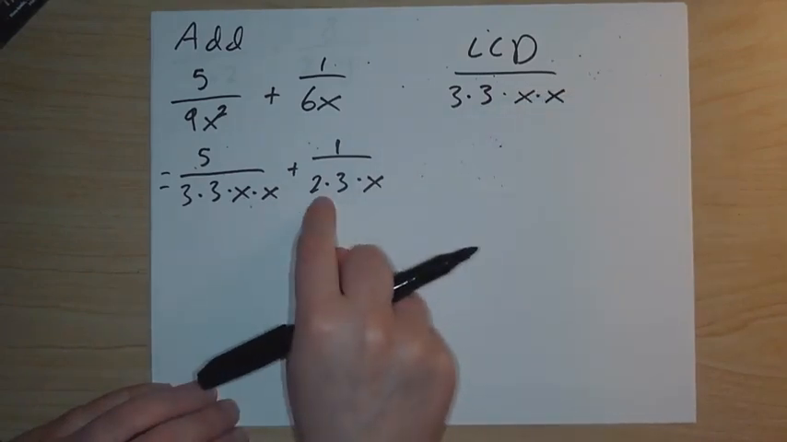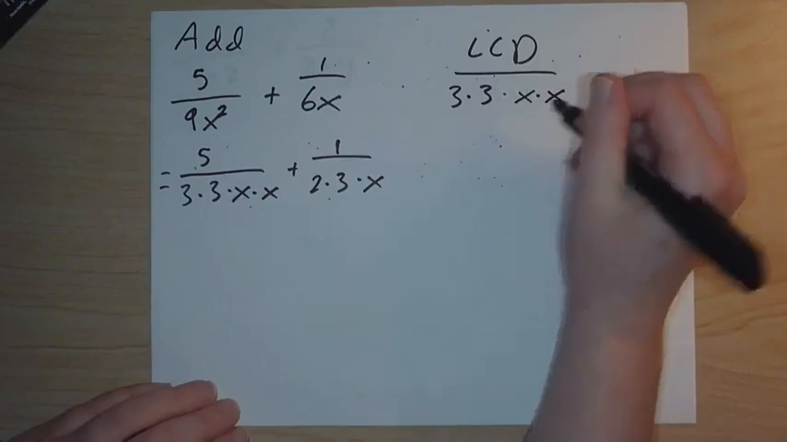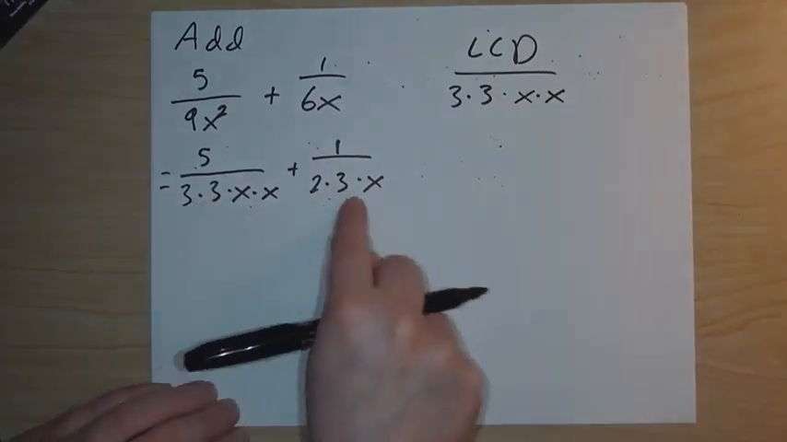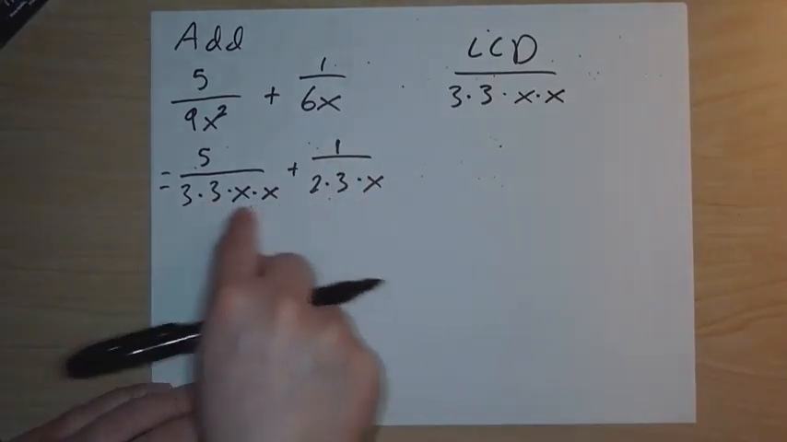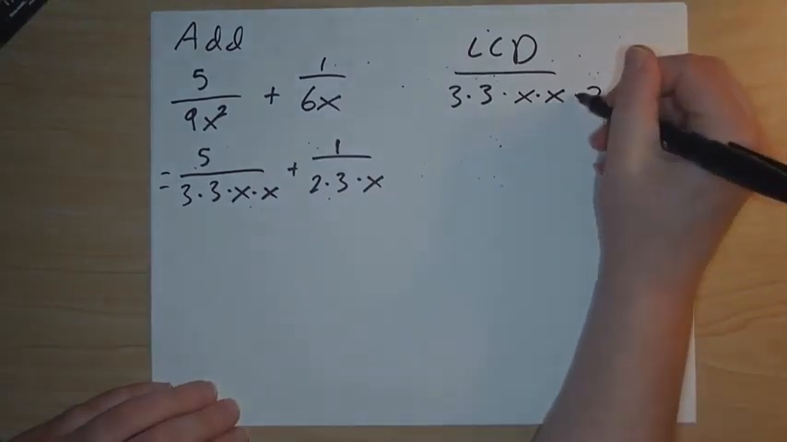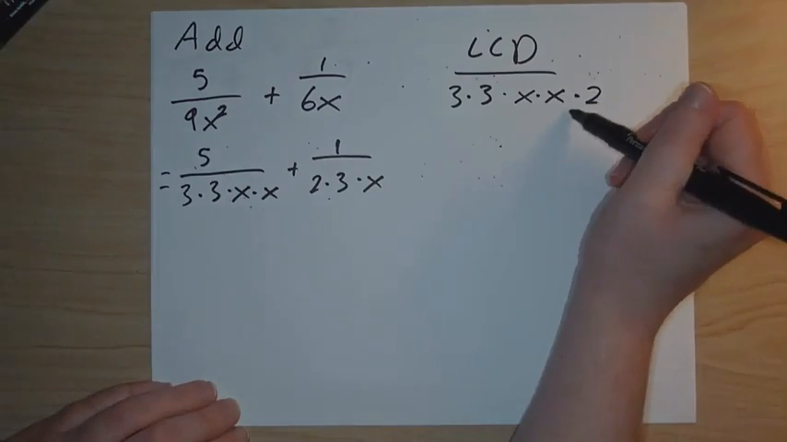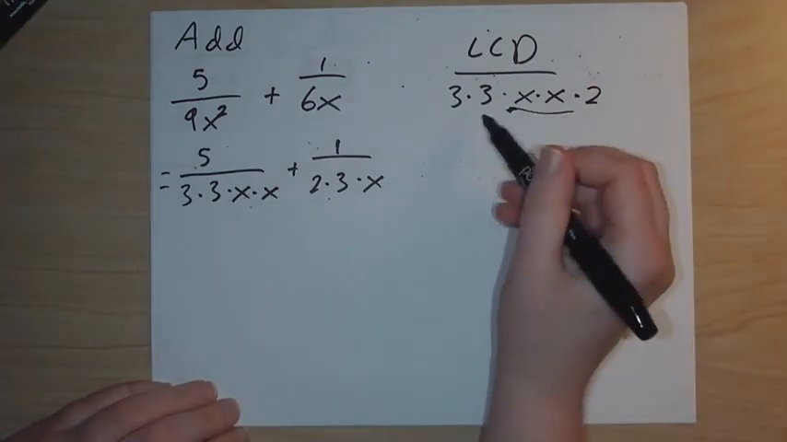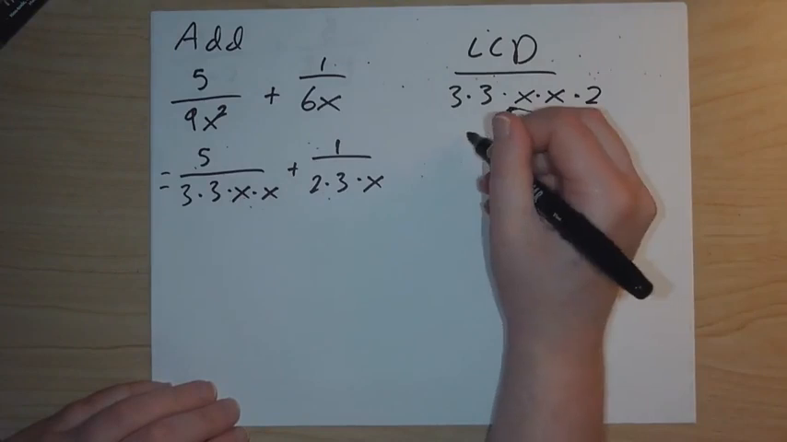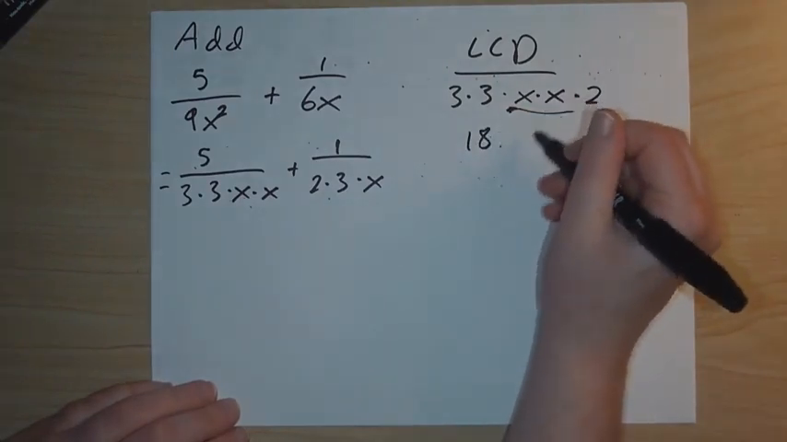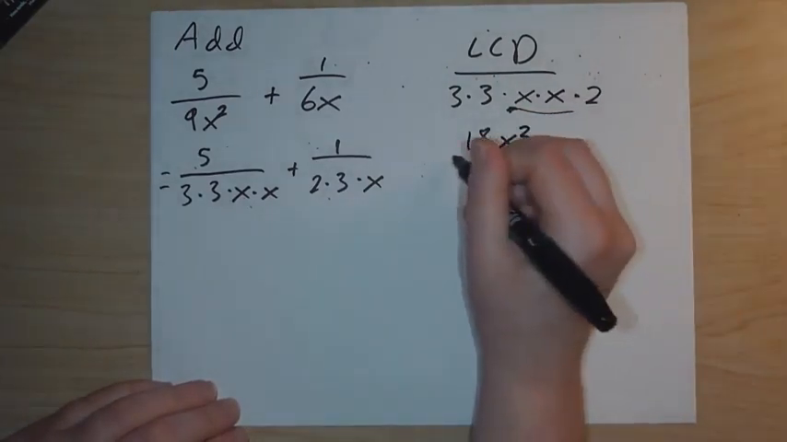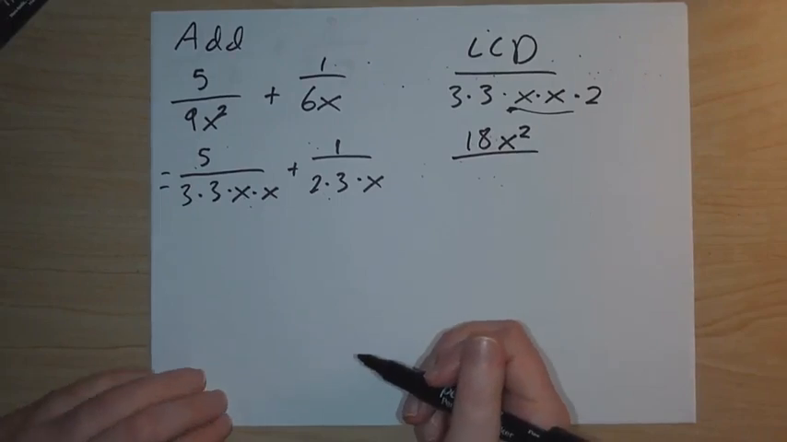And here we have a 2, which is unique. So 3 and x are already in here, but the 2 is not in here. So we need to add the 2. So if we have 3 times 3, we probably should have put the 2 over here. But 3 times 3 is 9, times 2 is 18, times x, which is x squared. So this is our LCD right here.